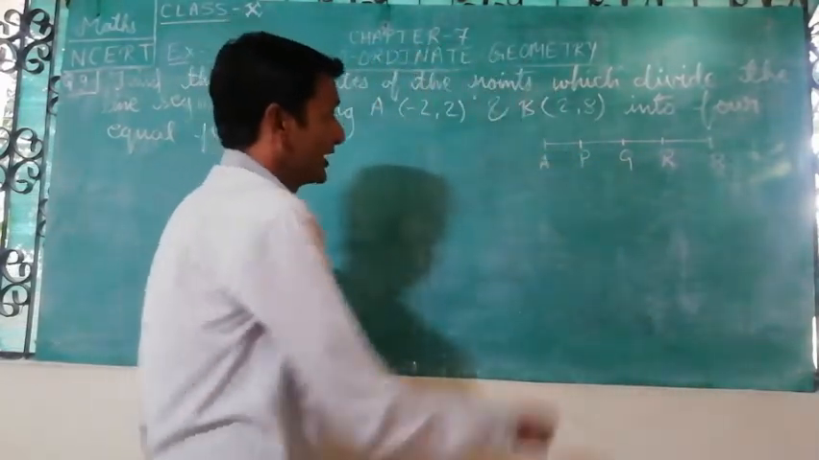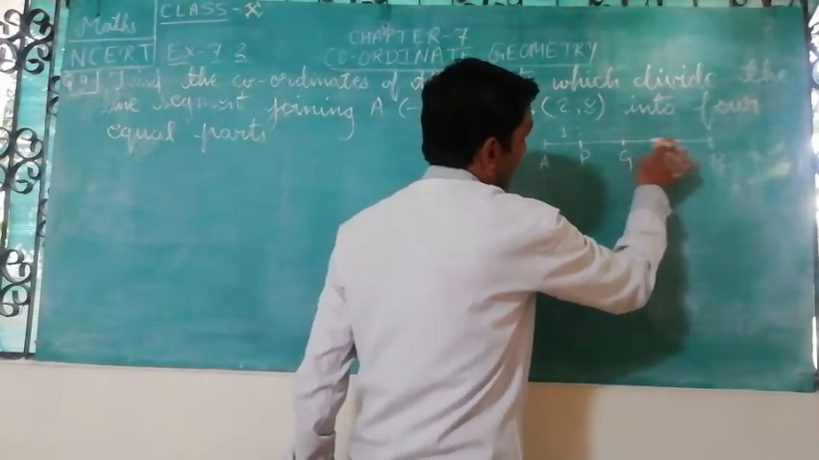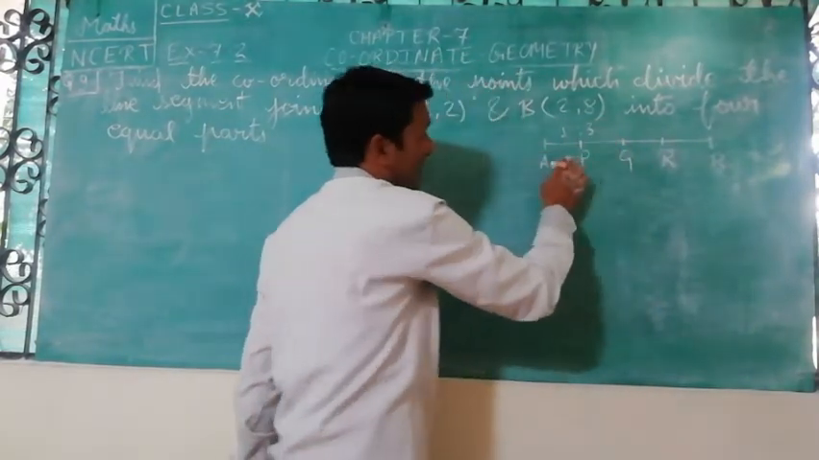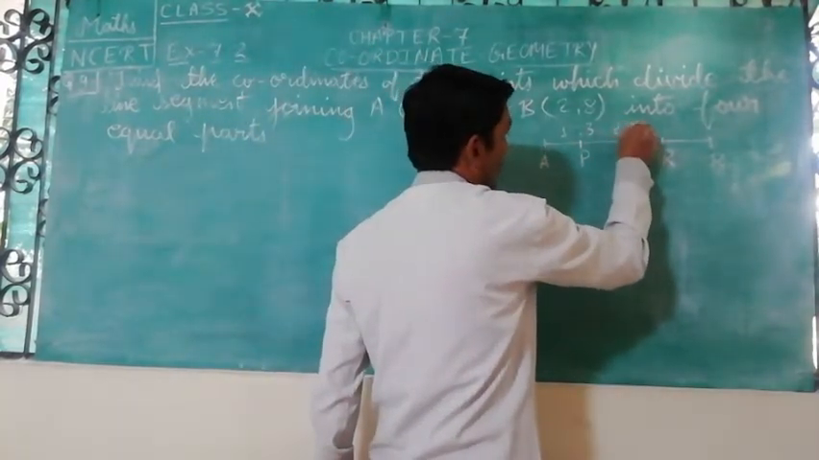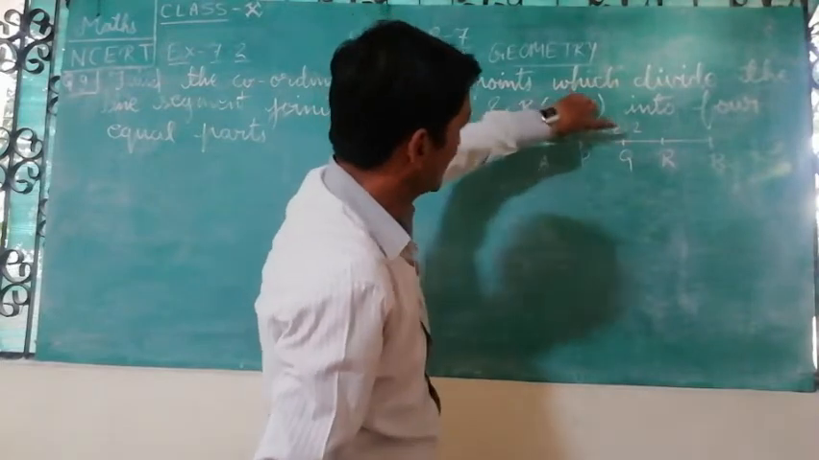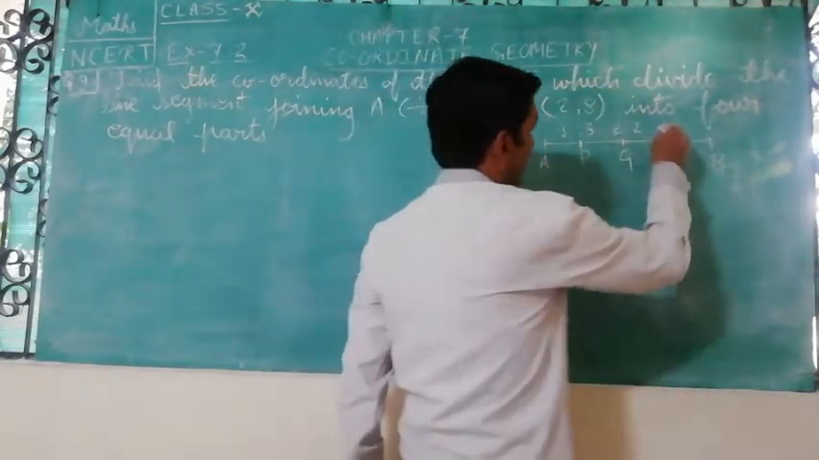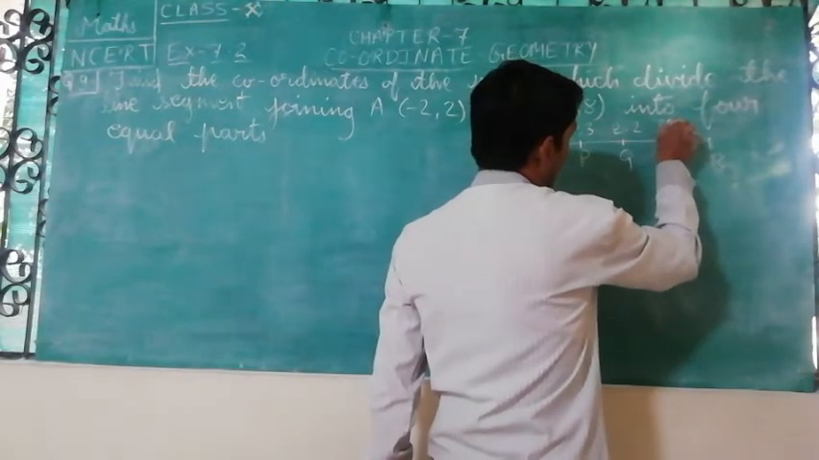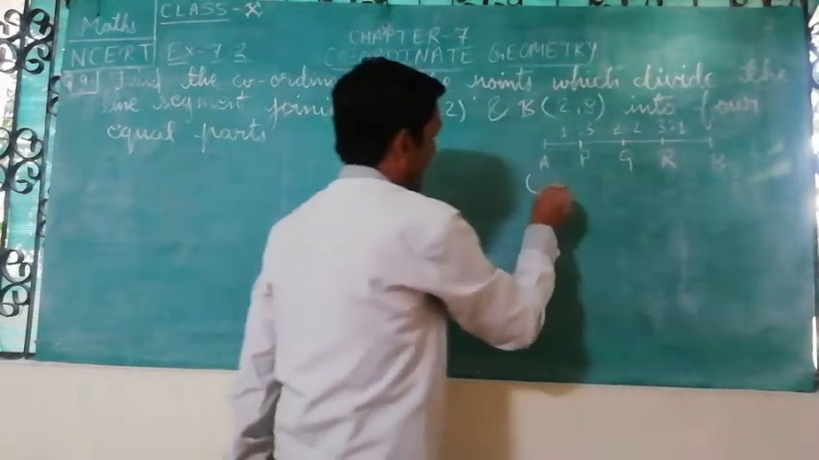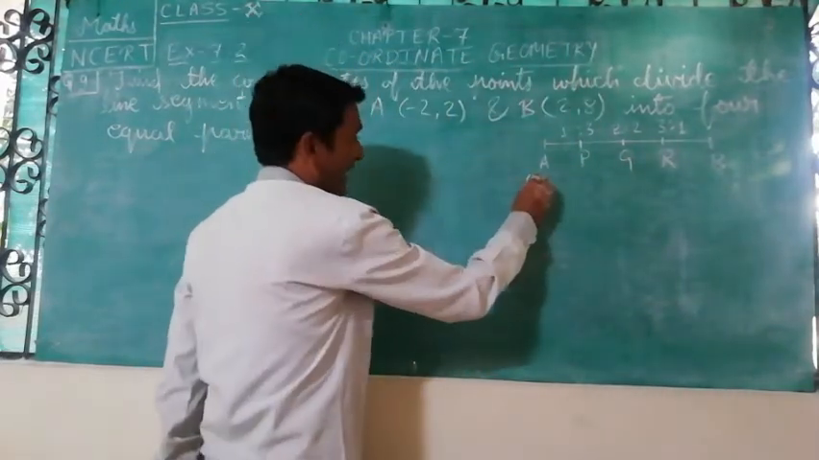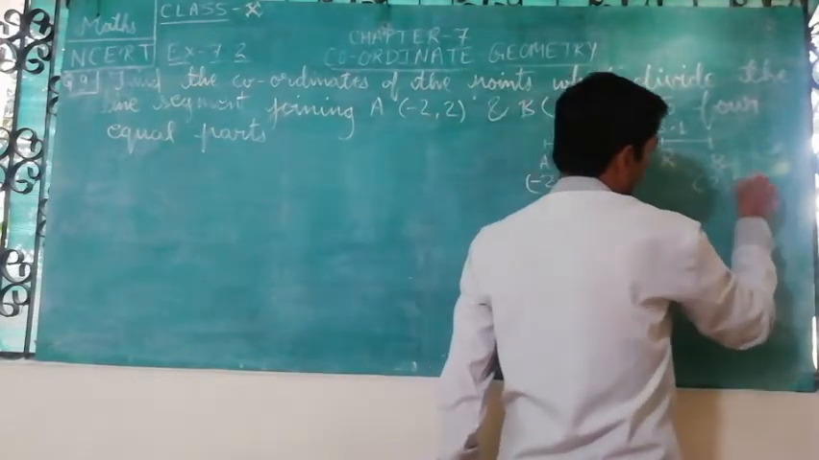Here you can see the ratio is 1, and that one is 1, 2, 3. So 1 ratio 3 here for P, and for Q the ratio is 2 ratio 2. See, it is 1, 2, and this is also 1, 2. 2 ratio 2, and here it is 3 ratio 1. Let us write the coordinates of A and B respectively: minus 2, 2, and here it is B, which is 2, 8.